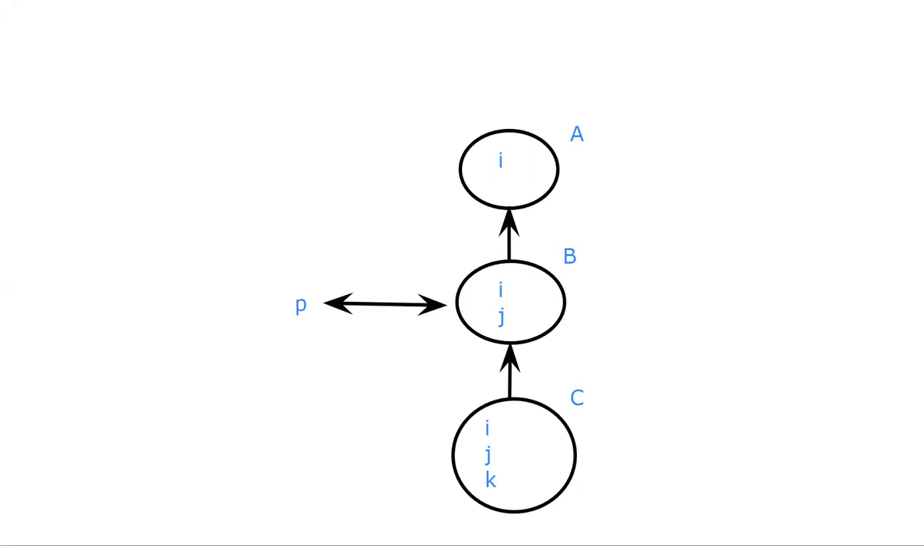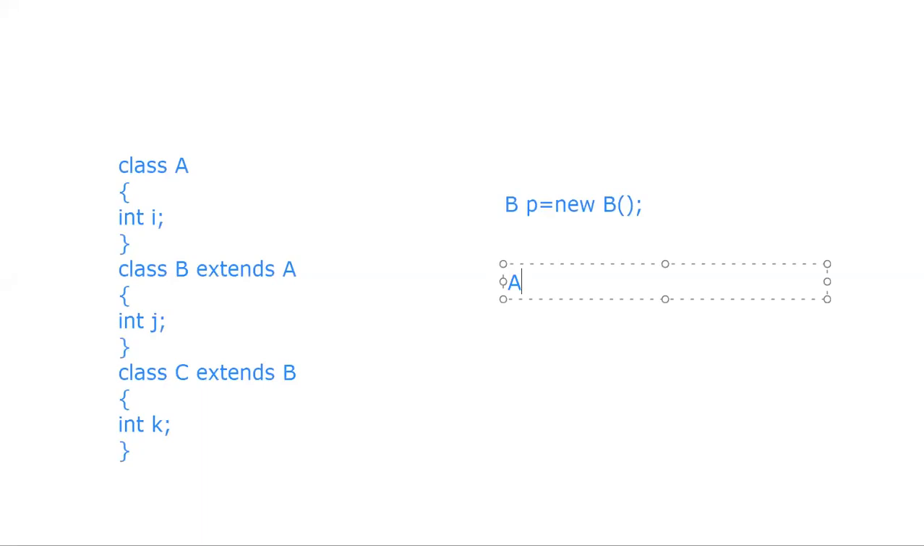if a code is written of this kind, I'm creating a superclass reference. How do we create a superclass reference? I'll create a superclass reference called D. Now I need the superclass reference to refer to the subclass object. Which is your subclass object? P is a subclass object. So I'll write D equals P.